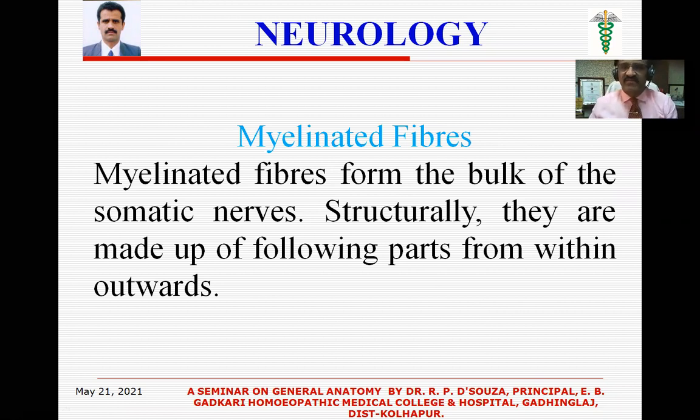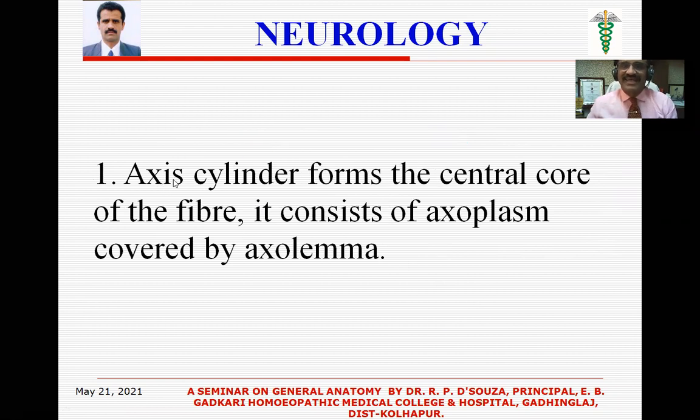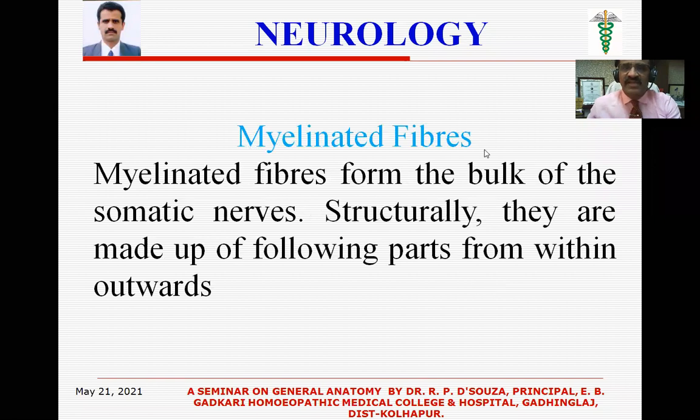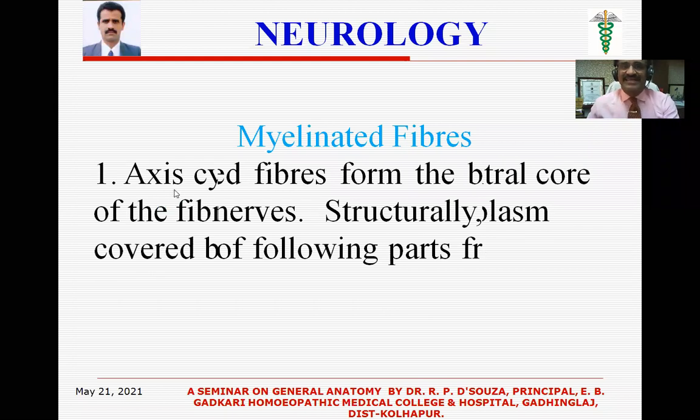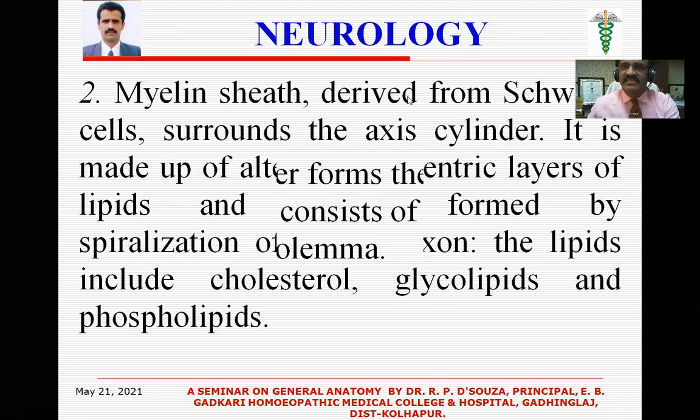Structurally, they are made up of the following parts from within outward. One is the axis cylinder, which forms the central core of the fiber. It consists of axoplasm covered by axolemma. We are trying to understand the myelinated fiber's constitution. Then the myelin sheath, derived from Schwann cells, surrounds the axis cylinder.